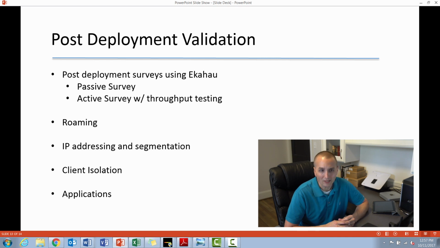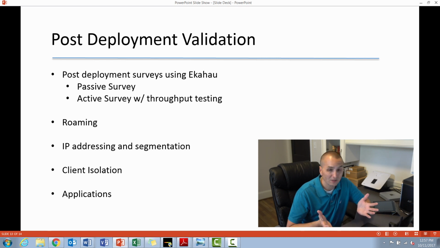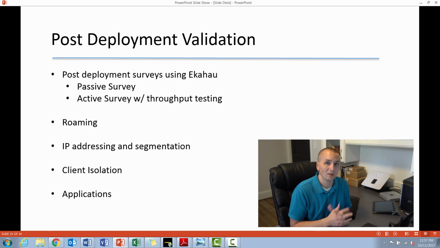You want to test roaming, especially if you've got latency sensitive, jitter sensitive applications, voice, what have you. You want to make sure that as you're roaming from AP to AP, there's not enough to cause disruptions in that service. In the church's case, it was simple. For the most part, it was applications that were not latency sensitive, not jitter sensitive, things of that nature.